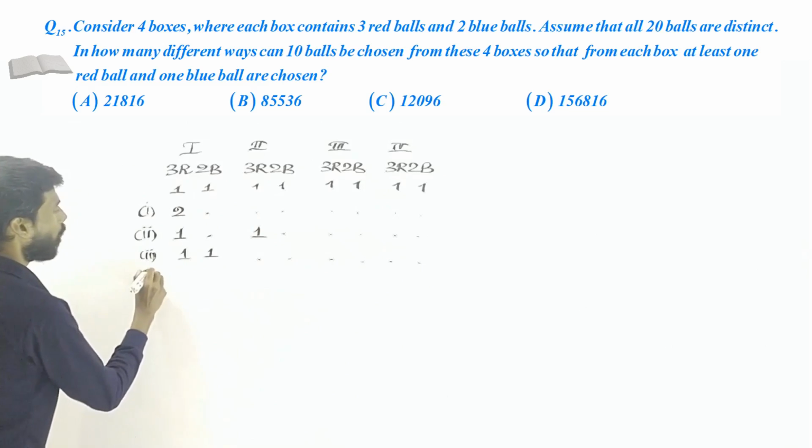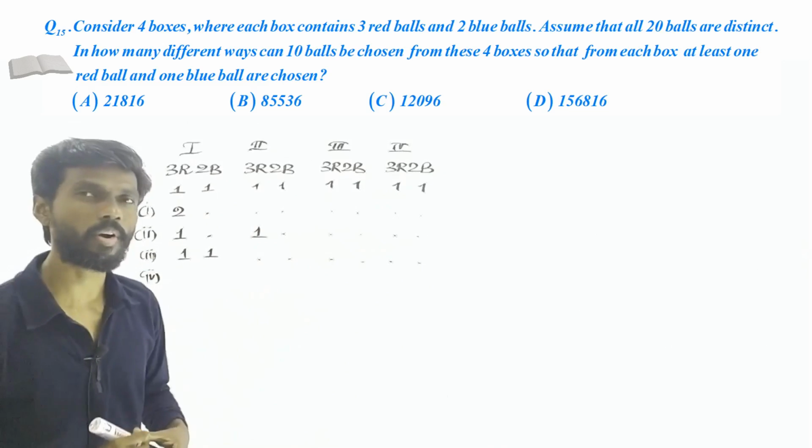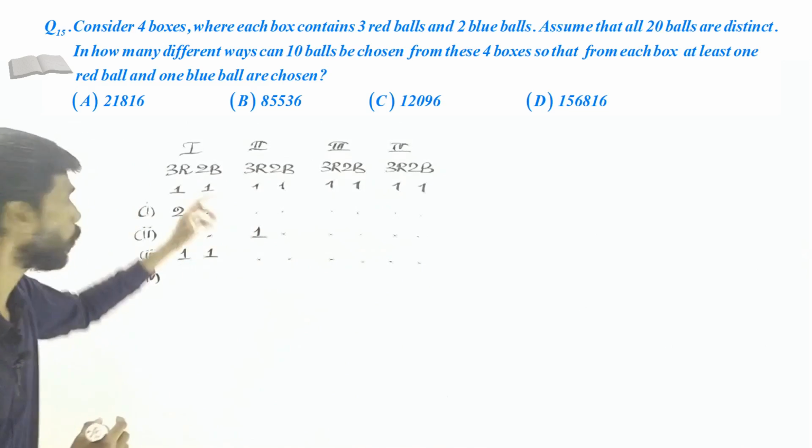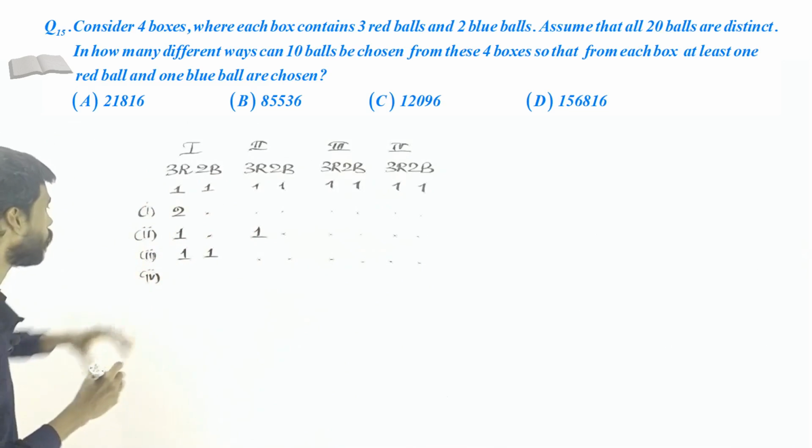Now we are selecting both the balls, right? The 2 extra balls, both are blue only, not red. So the red case is done. So both are blue balls.